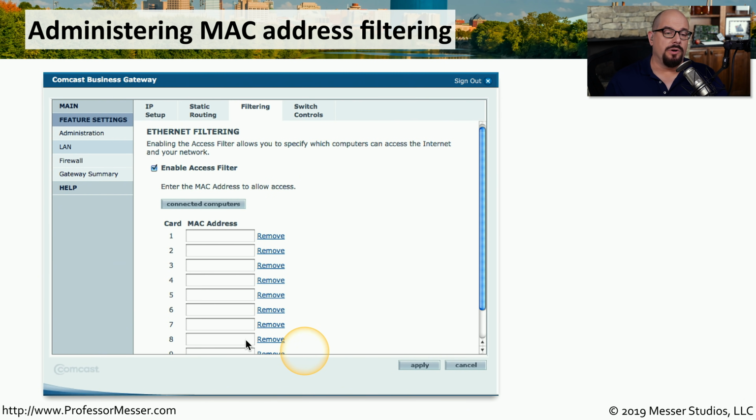Here's the MAC address filter on my access point. You would simply add the MAC addresses into your list, enable the filter, and now only those MAC addresses would be able to communicate on your wireless network.